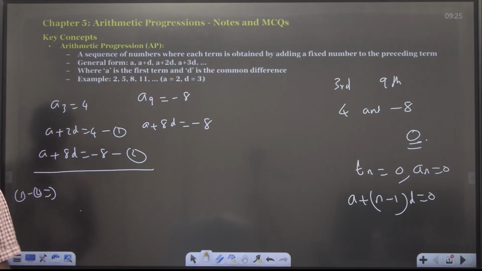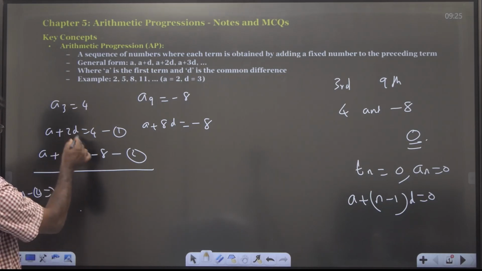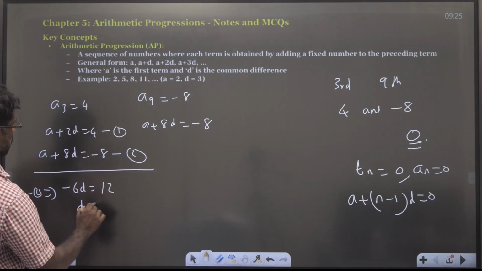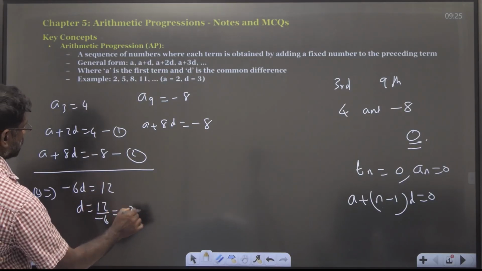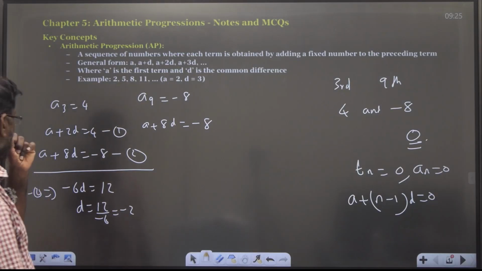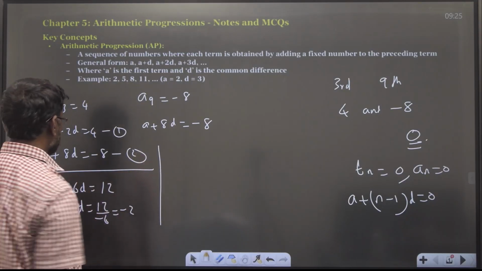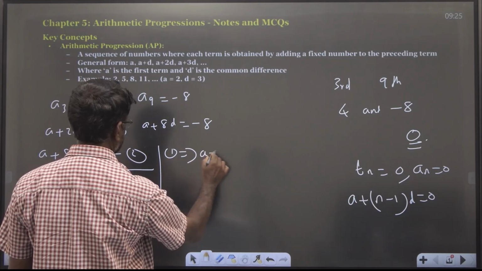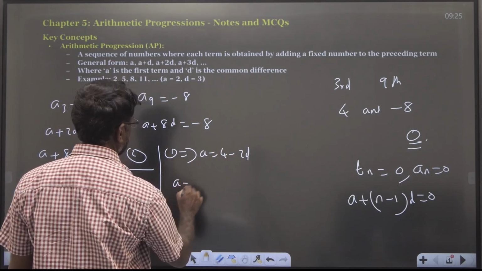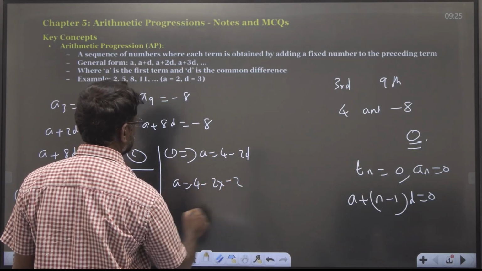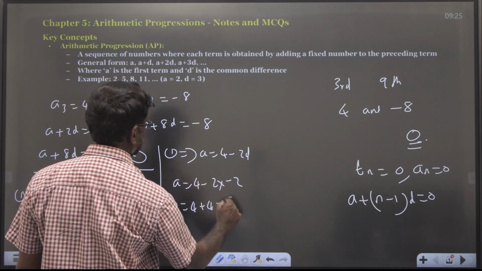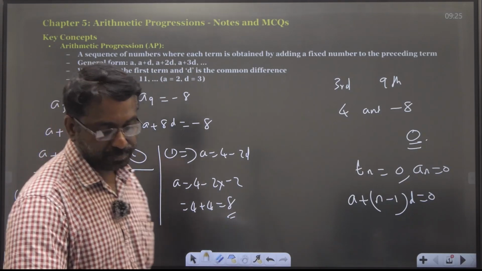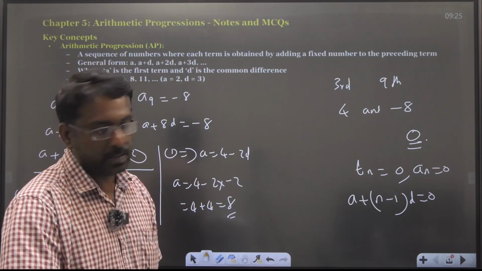So you just subtract 1 minus 2. This implies a minus a is 0. 2d minus 8d is minus 6d, that is 4 minus minus 8, 12. d is equal to 12 by minus 6, that is minus 2. Take any one of these two equations and you will get a also. Take equation 1, a is equal to 4 minus 2d. a is equal to 4 minus 2 into minus 2, that is 4 plus 4, equal to 8. a is equal to 8.